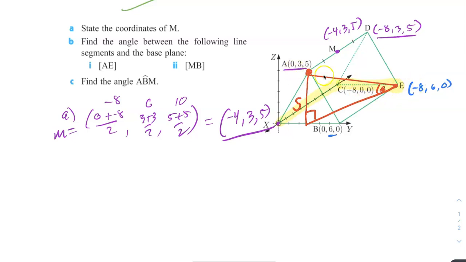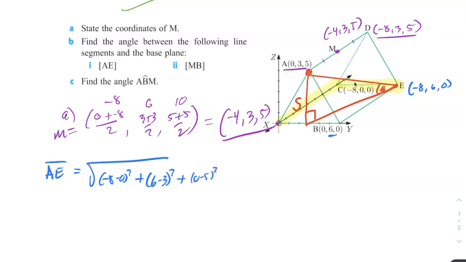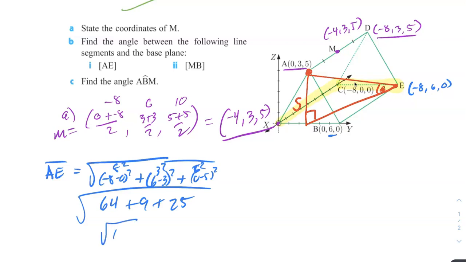So now, since I have these 2 points, I can use the distance formula to find that distance. So to find AE, the distance formula: negative 8 minus 0 squared, plus 6 minus 3 squared, plus 0 minus 5 squared. So I get 8 squared, which is 64, 3 squared, which is 9, plus 5 squared, which is 25. So square root of that: 73 plus 25 is 98... so this is square root of 108.